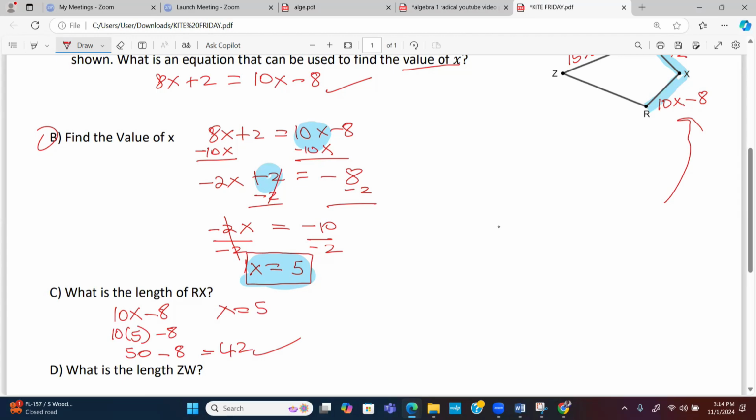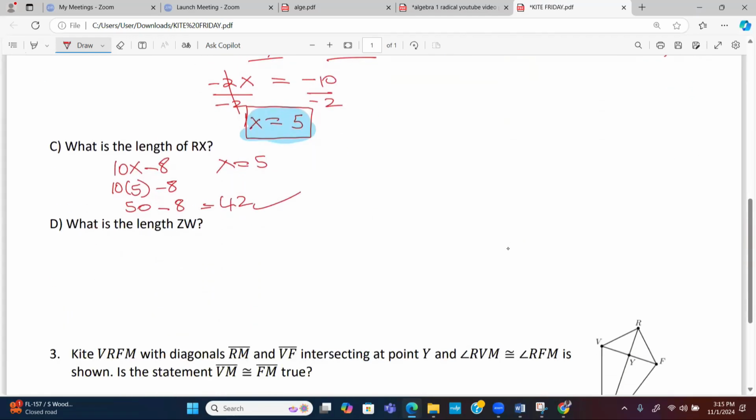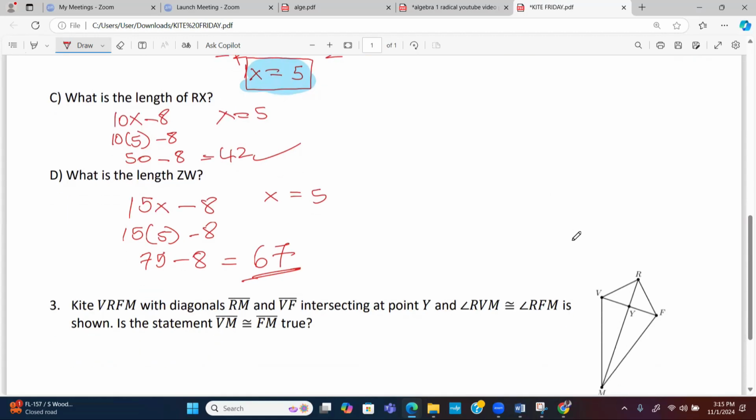Now let's look at ZW. ZW was given by 15x minus 8. But remember that x is still 5. So basically 15 times 5, then we take 8. This is actually 75 minus 8. And this is going to leave us with 67. That's the length right there, 67 units long.